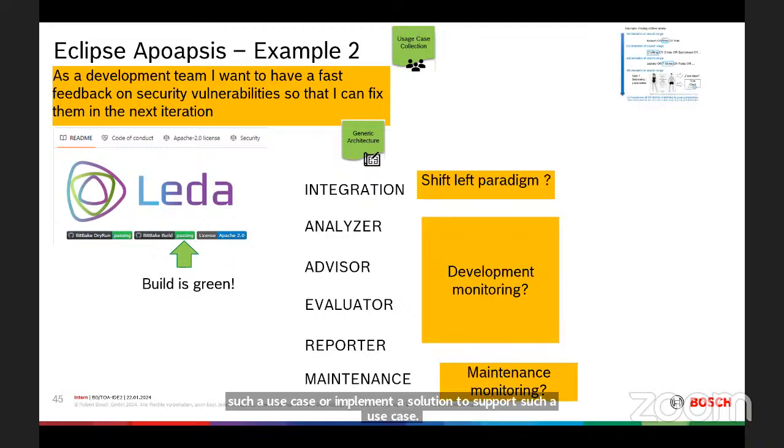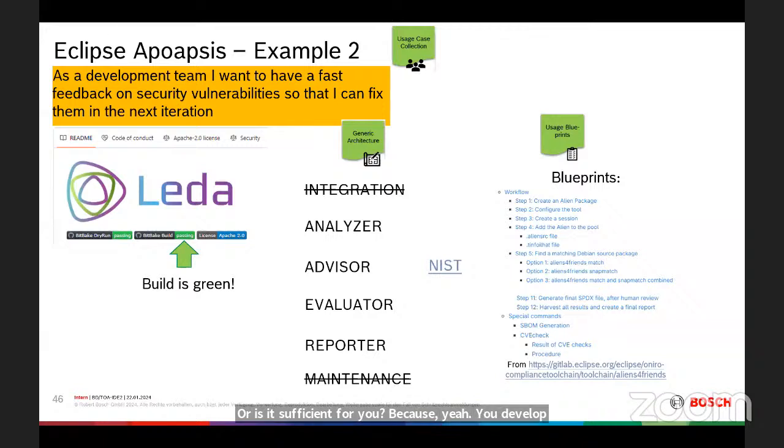But here, this is then already, again, the question, and here we're on the process level, right? Where I said, okay, do you have this shift left idea? So do you have a shadow repository, asset repository where you anyway monitor all your components that you used? Yeah, then you would now need a solution that is already implementing something in the integration phase, or are you searching for a development monitoring solution that monitors your development with Analyze, Advise, Evaluate, Reporter? Or is it sufficient for you because you develop and then afterwards you make a maintenance monitoring? So this is important, and to find then also the right solution.